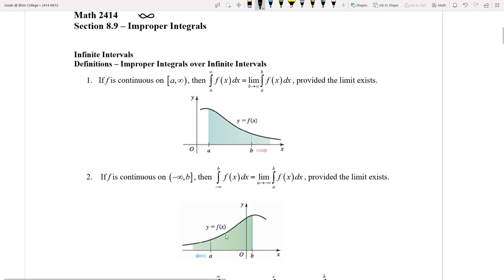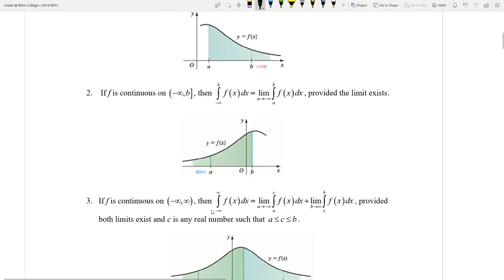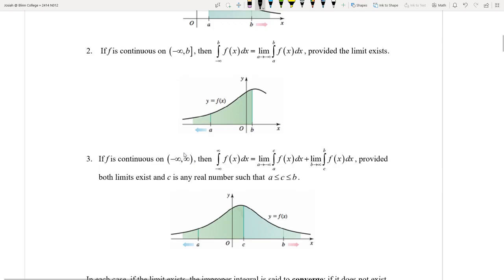Likewise, we can go the opposite direction as well. We can go to negative infinity, and we would replace the negative infinity with some other variable, and we will take the limit as that variable goes to negative infinity. So we can integrate either to infinity or negative infinity using limits. We can also do both at the same time.